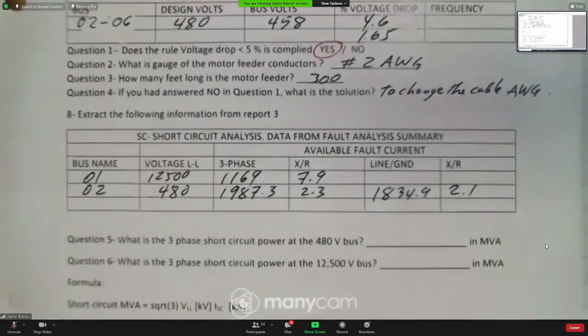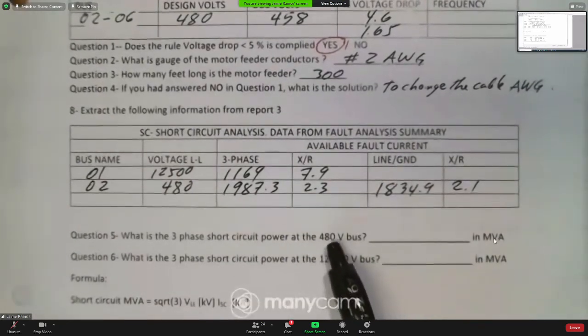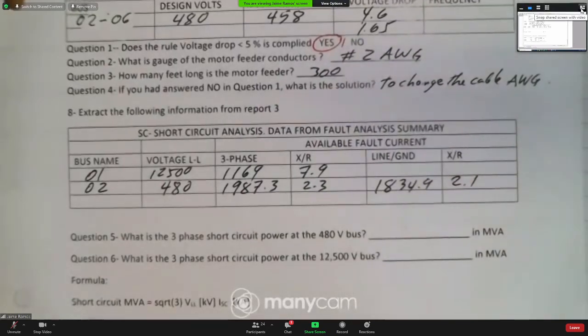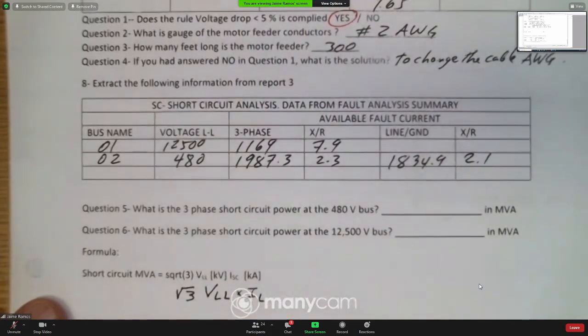So then we have questions. What is the three-phase short circuit power? Short circuit power. Then there is a formula here, okay? So this is the usual formula: square root of 3, V line to line, times I line. I played with the prefixes, so I have megavolts, kilovolts, and kiloamps. So that's fine.